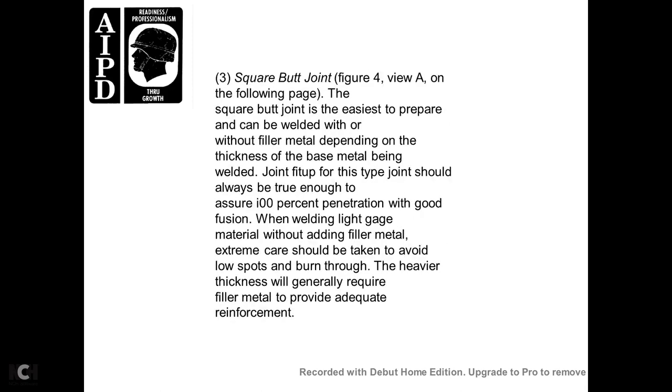Square butt joint. Figure 4, view A, on the following page. The square butt joint is the easiest to prepare and can be welded without filler metal, depending on the thickness of the base metal being welded. The joint fit up with this type of joint should always be true enough to assure 100% penetration and good fusion when welding light gauge material without adding filler metal. Extreme care should be taken to avoid low spots and burning through. The heavier thickness will generally require filler metal to provide adequate reinforcement.